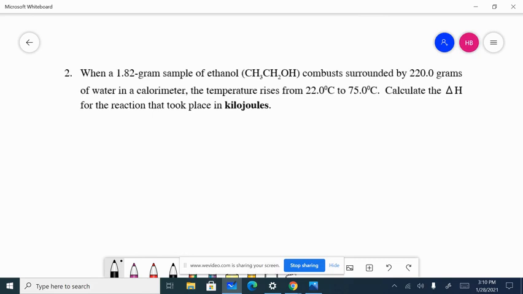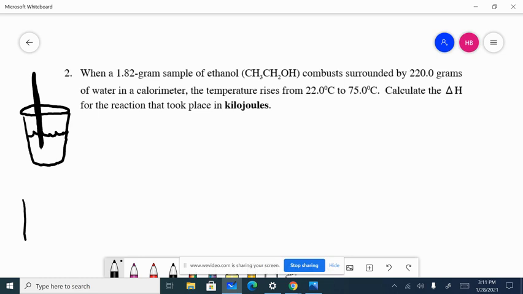When a 1.82 gram sample of ethanol combusts surrounded by 220 grams of water in a calorimeter, the temperature rises from 22.0 degrees Celsius to 75.0 degrees Celsius. Calculate the enthalpy of the reaction that took place in kilojoules. So this is a calorimeter problem. So first year you might have done calorimetry with what's called a coffee cup calorimeter, like such, where you would put 2 chemicals in there and measure the change. Coffee cup, because coffee cups are always insulators.